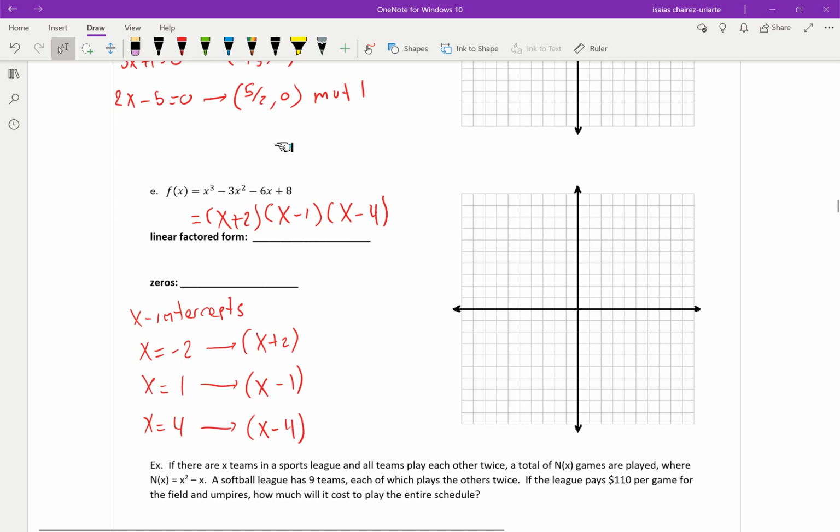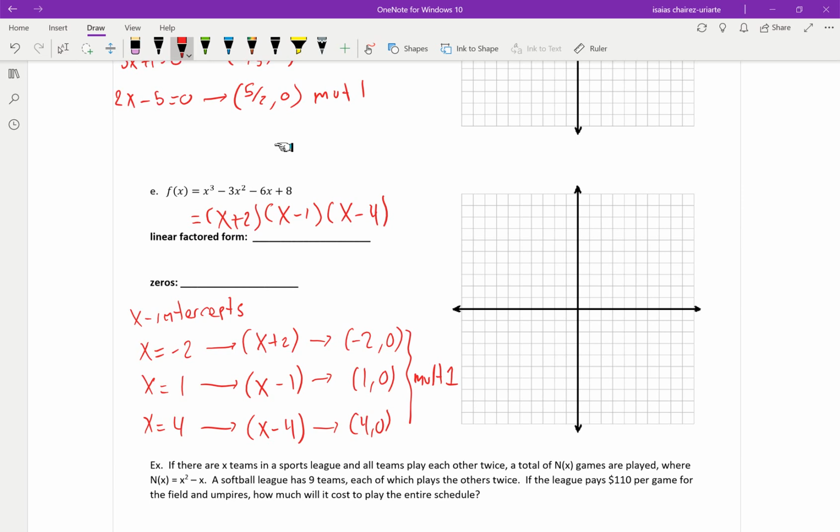All right, so I have the following x-intercepts: (-2, 0), (1, 0), (4, 0). They all have multiplicity 1. They all have odd multiplicity. So that means that my polynomial crosses the x-axis at every x-intercept. Also, I should just know that my polynomial in the long term would behave something like this. Why? Because my polynomial is of odd degree.